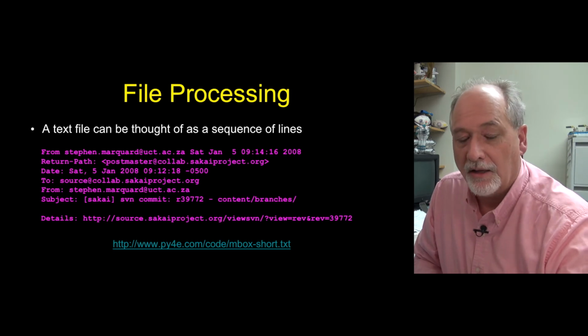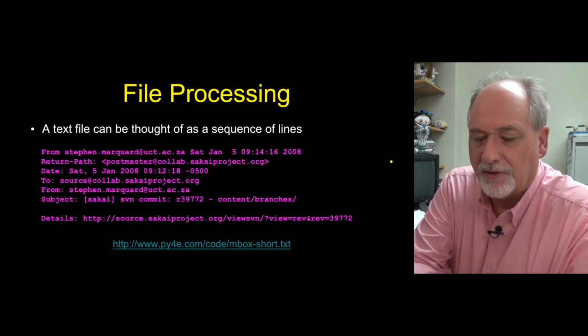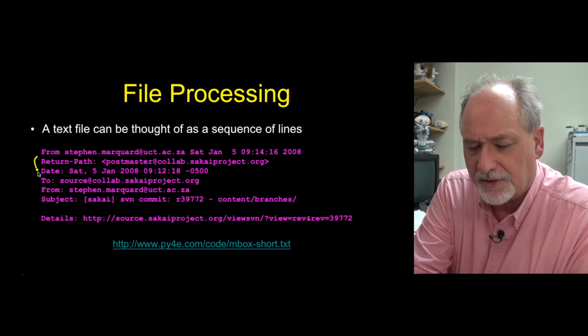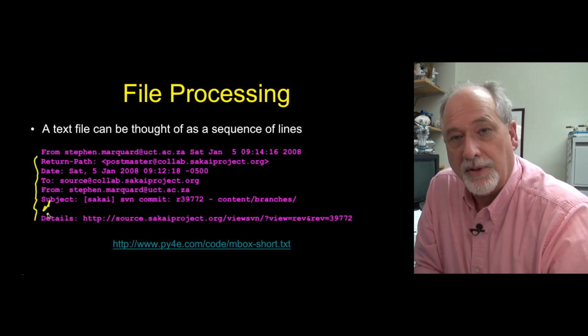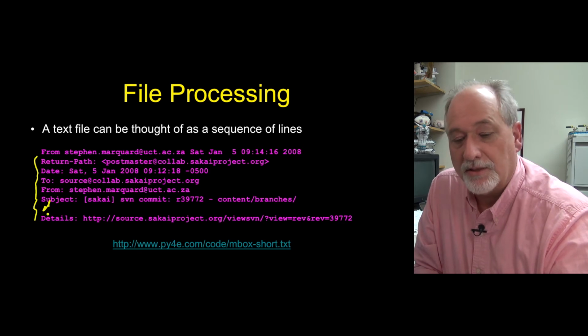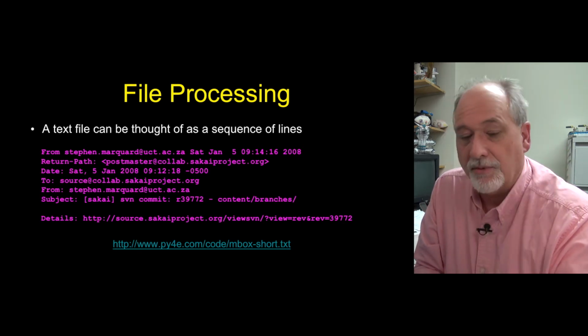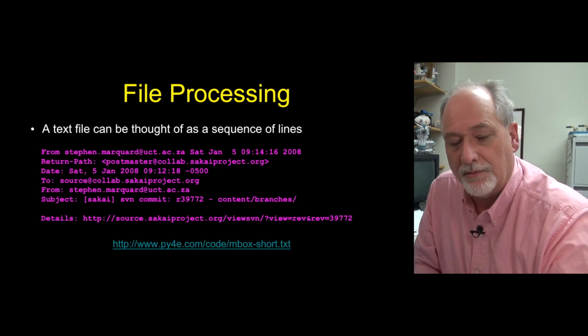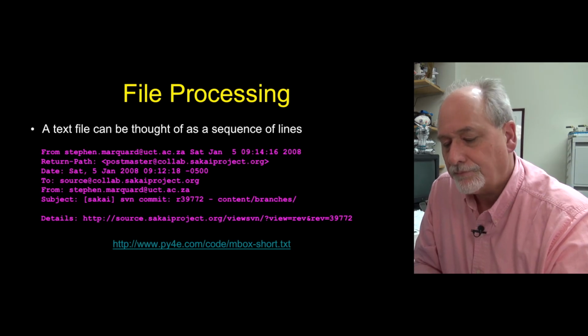And so a file can be thought of as a bunch of lines, 1, 2, 3, 4, 5, 6, 7, a blank line here. That's possible. But the reality is that these are actually just lines, and we have a special character called the newline that we'll talk about in a second.